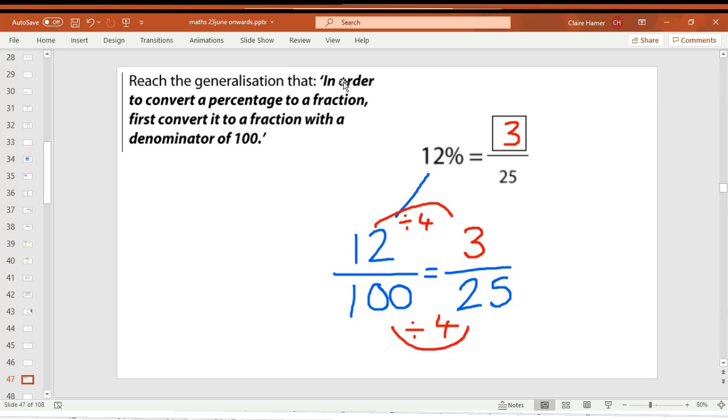So, if ever you get a question like this and you're unsure, because it's not got 100 there, and you think, oh, I thought percentage means out of 100. Do your workings down below or above, and it will help you out. So in order to convert a percentage to a fraction, first convert it to a fraction with a denominator of 100. Makes it simple.